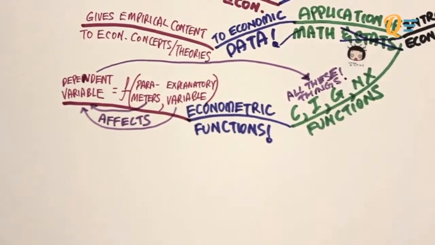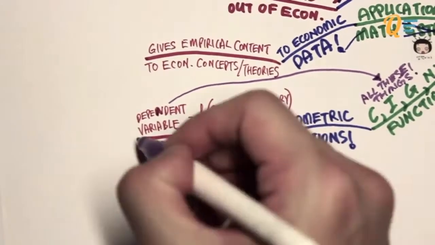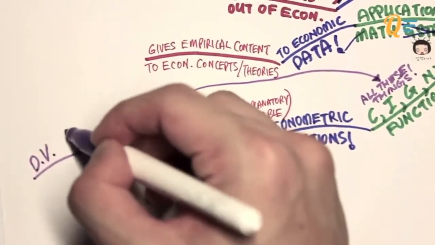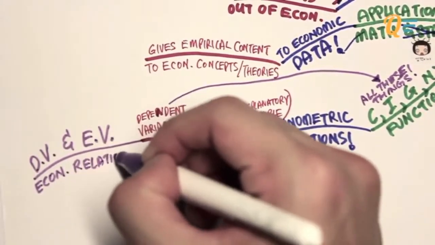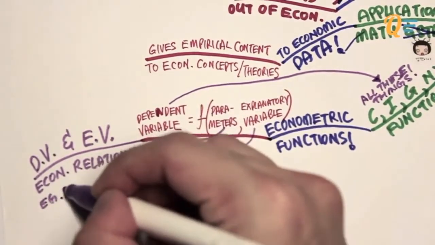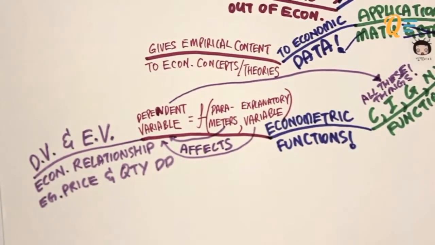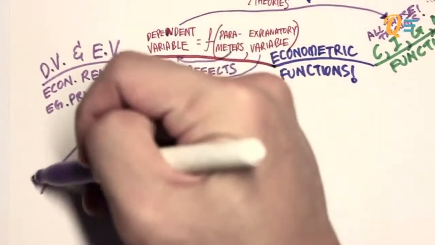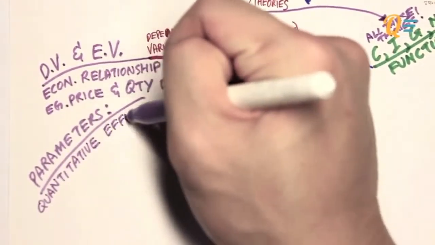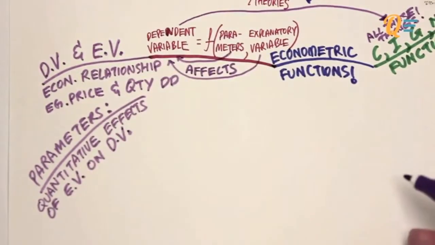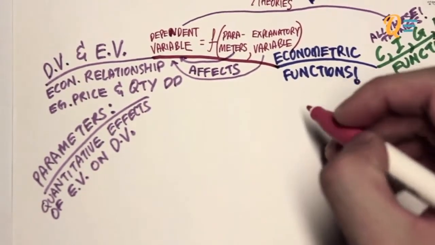So the dependent variable can be your consumption, investment, government spending, or your net exports. So we're trying to estimate these components. The relationship between the dependent variable and the explanatory variables are what we call economic relationships, like price and quantity, for example. And the parameters can be defined as the quantitative effects that the explanatory variable has on the dependent variable. If you're still confused at this point, not to worry.